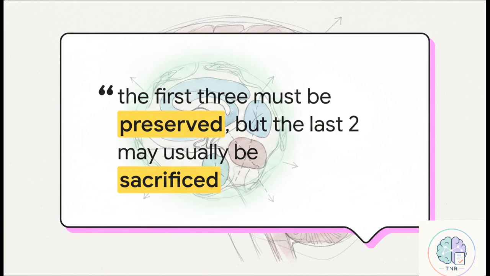During surgery, those first 3 segments, the anterior medullary, lateral medullary, and tonsillomedullary, must be preserved at all costs. Otherwise, you're looking at devastating brainstem strokes. However, the last 2 segments, the telovelotonsillar and cortical, can usually be sacrificed with minimal neurological deficit.